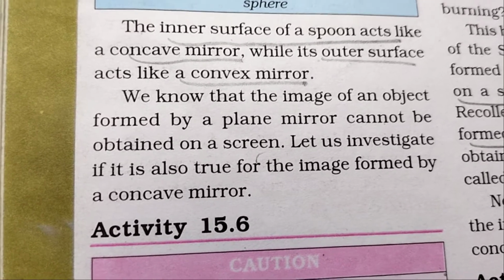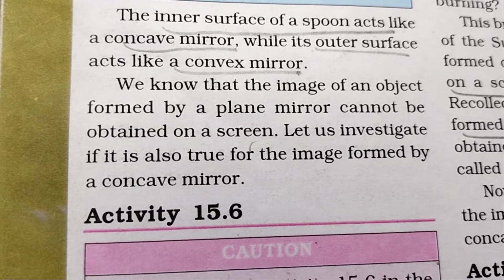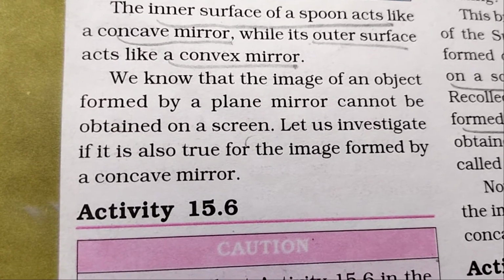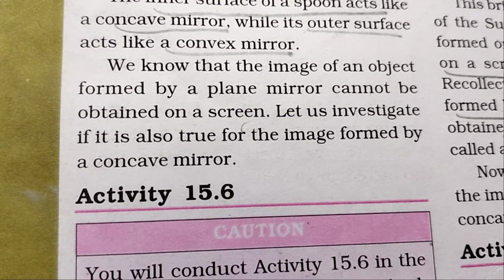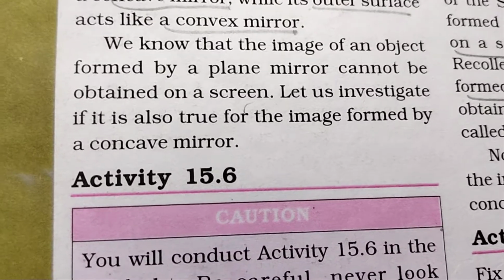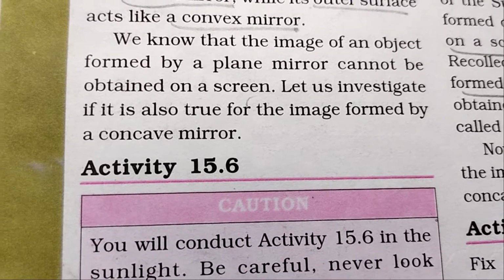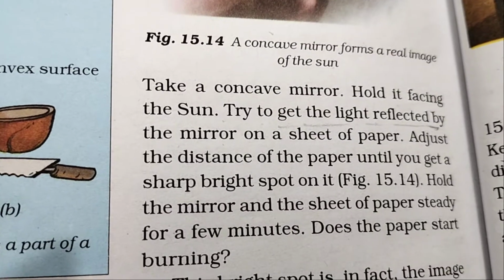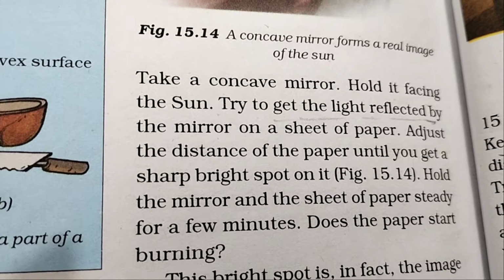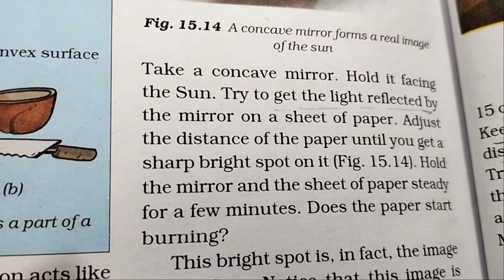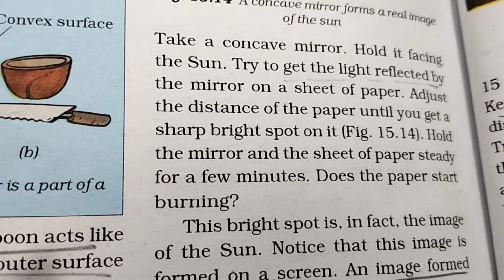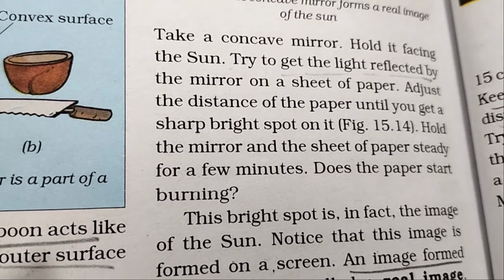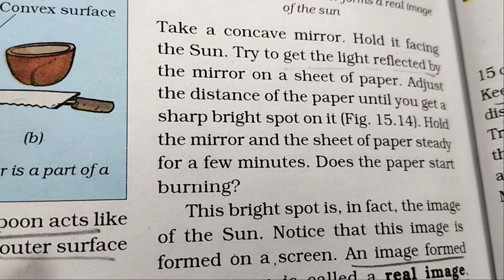Clear? And we know that the image of an object which is formed by a plane mirror cannot be obtained on the screen. So let us investigate if it is also true for the images which are being formed by the concave mirror also. Fine. So we are going to take a concave mirror. We are holding it facing the sun and trying to get the light which is being reflected by the mirror on a sheet of paper. Adjust the distance of the paper so that you can get a sharp bright spot on it.